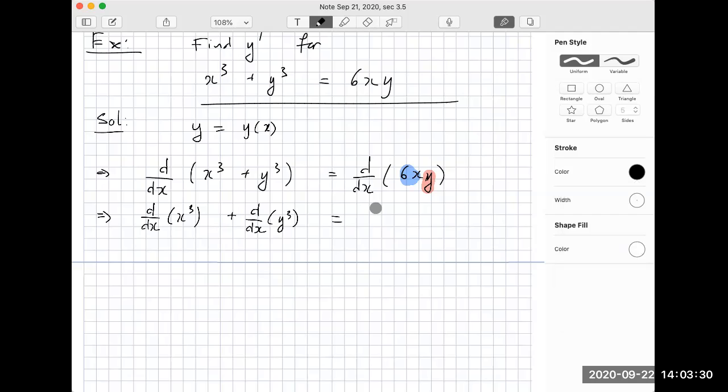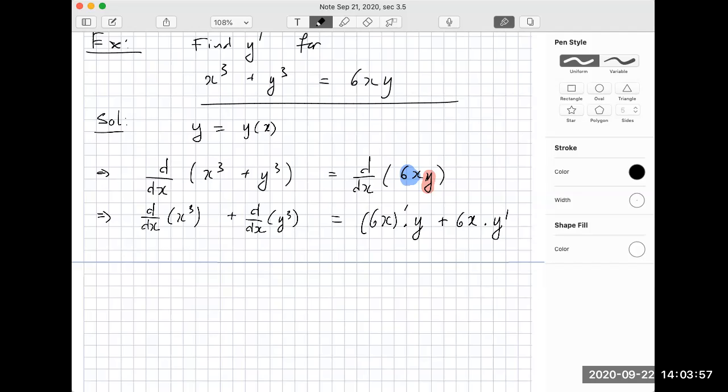Very good. Derivative of 6x times y. Okay, and? Very good. Yes, 6x times derivative of y, y prime. Thank you, Jamie. Oh, sorry, Carson, right? Thank you. Thank you so much.